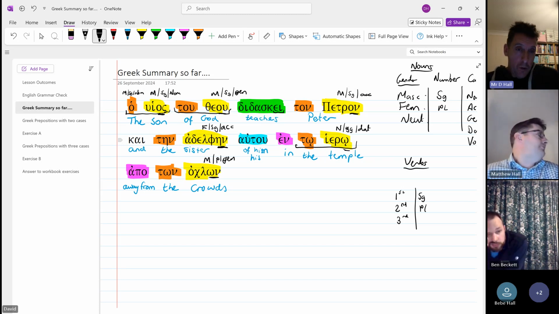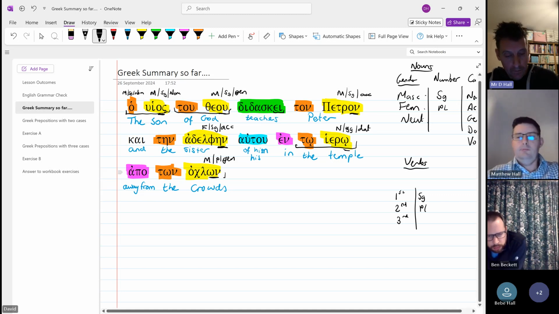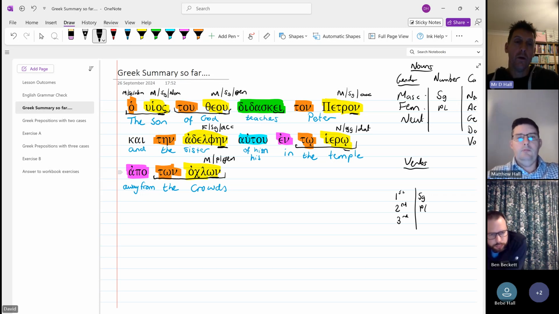For the word apo, which means away from, we looked at that particular preposition and we noted that it always follows with a genitive. So here, unsurprisingly, we should find that the word crowds is going to be in the genitive. So we know that it's linked to the word apo. There are a group of 5 prepositions that we had learned last time, which have one case that follows it, always the same case.